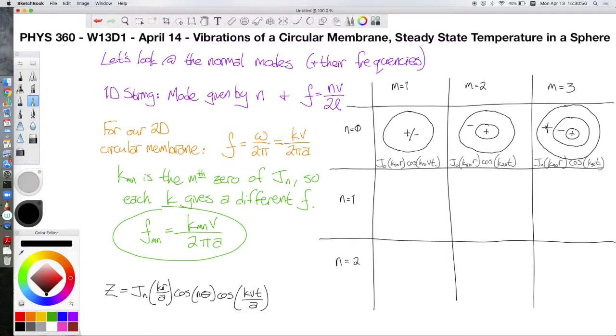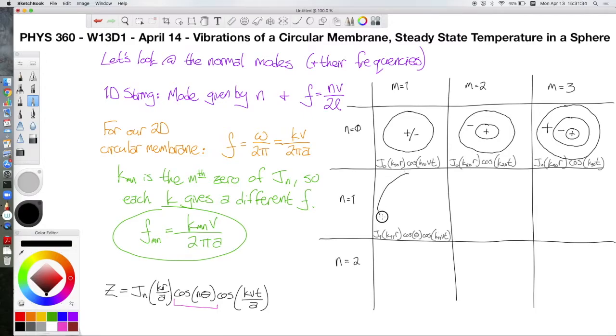So now let's go down to n equals 1. Now our cosine of n theta term here does not entirely vanish. So we are going to have some theta dependence. So let's write out our function for z. We now have the first order Bessel function, and it will be k sub 1, 1 times r. And now we have a cosine of theta term, in addition to the cosine of kvt term at the end.